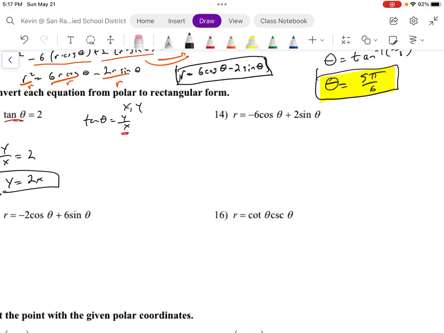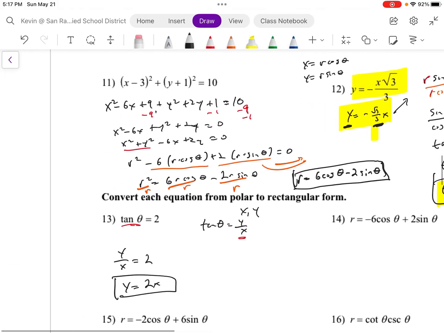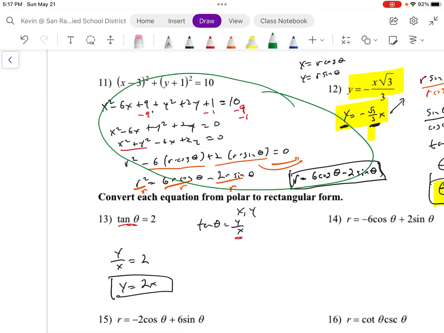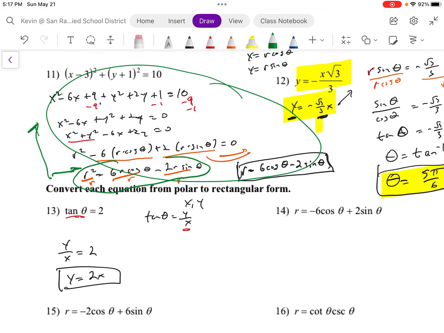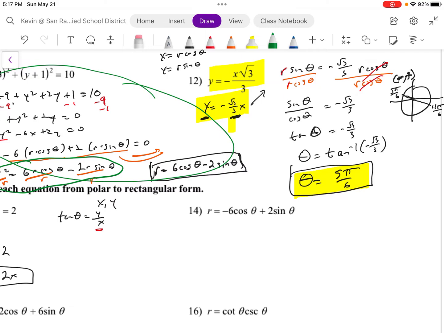Okay, this one's a little trickier here. The best way to think about it is you come back to this problem here that we did, and you kind of reverse engineer it. You start from where we ended and go backwards. So if we remember, the last thing we did on this equation is we divided out by r because we had an r squared. So over here, what we're going to do is multiply everything by r. So we have r squared equals negative 6r cosine theta plus 2r sine theta. As long as we do it on both sides of the equal sign, then it's okay.